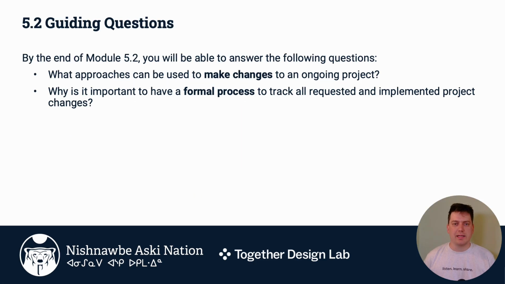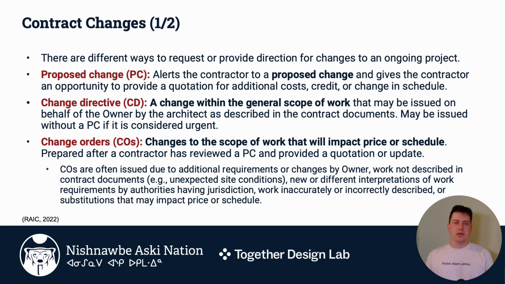In this module, I'd like to focus on two things: how to make a change and why it's important to have a formal change-making process. There's three types of contract changes that we want to talk about here. Two of them are led by the owner and one led by the contractor. And when you're thinking about a change to the contract, you should really be thinking about anything that's going to impact the budget, the timeline, or the product that's being built.